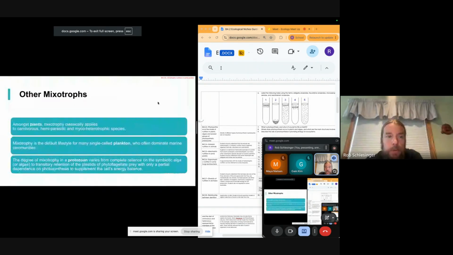And here's some other examples. Is it plankton? So if you're a big fan of SpongeBob, plankton is a mixotroph. And it doesn't make mention of Venus flytrap, but I feel like this amongst plants: carnivorous, parasitic, mycoheterotrophic species.